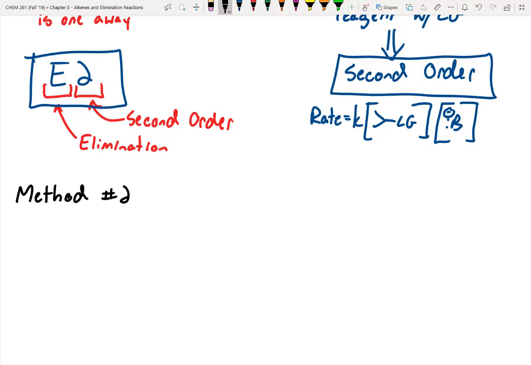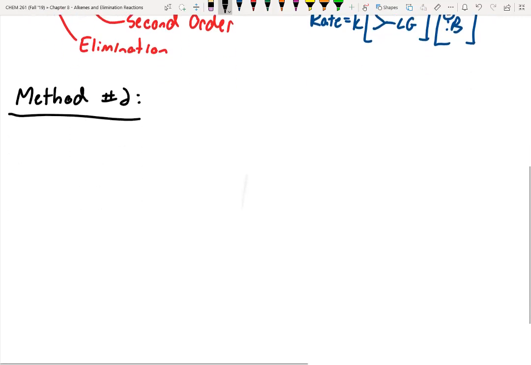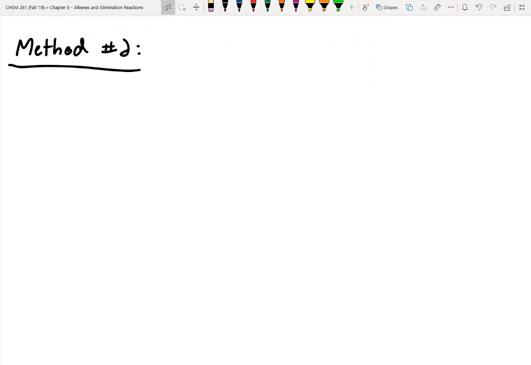Does anybody have an idea for what could occur in the second method? And let's think about what we saw in substitution chemistry. What do you think? Ooh, Jade asked a really good question. Why doesn't the leaving group fall off first? Well, let's consider that as a second possible method, right? So if we think about method 2, Jade says, what if the leaving group falls off first?